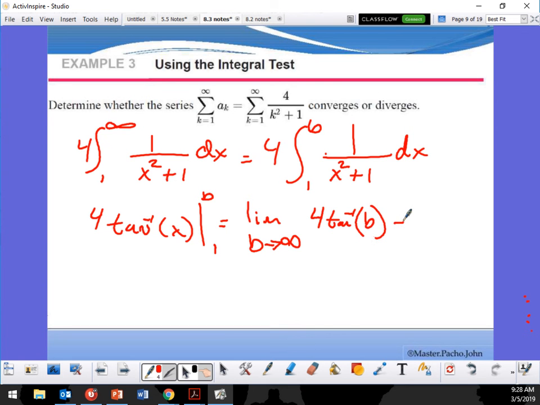Minus 4 arctan of 1. Yes? All right, so mathematically, arctangent. Now I need you guys to really do this. This is a helpful trick. All right, close your eyes.